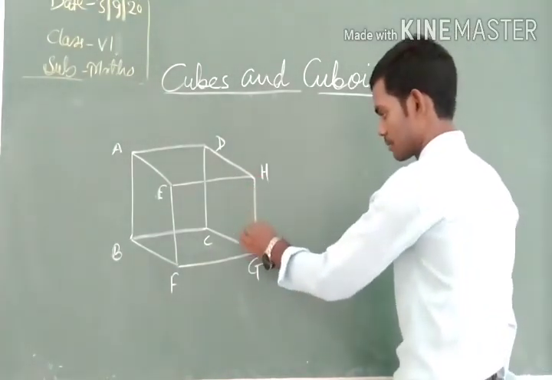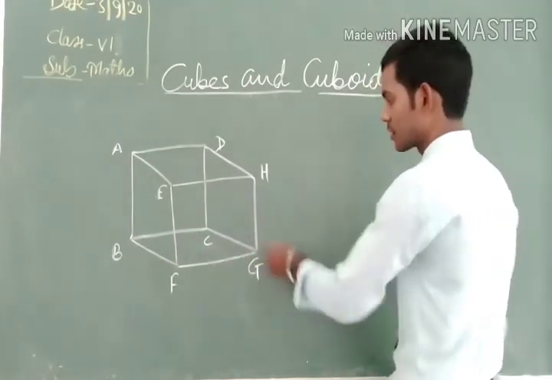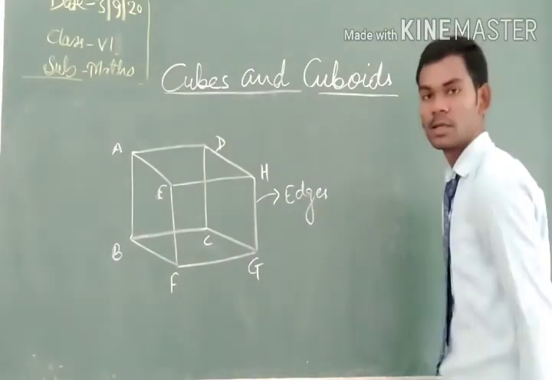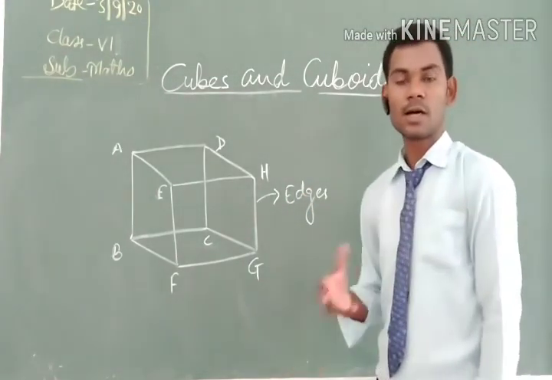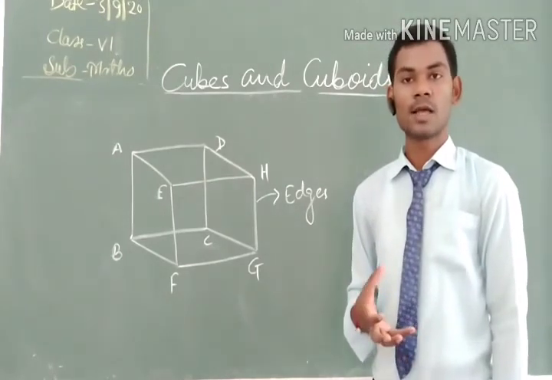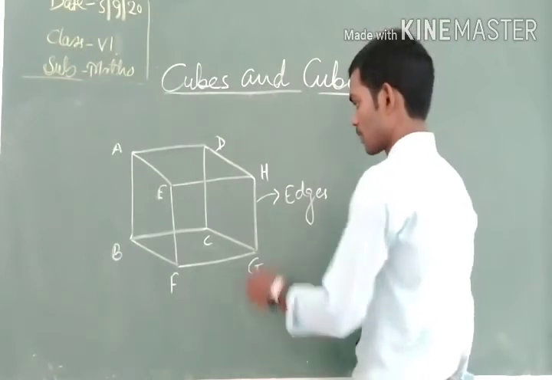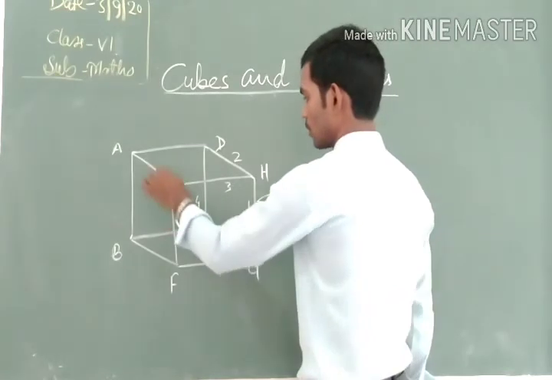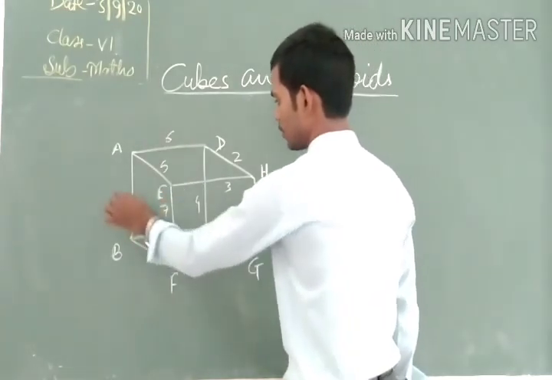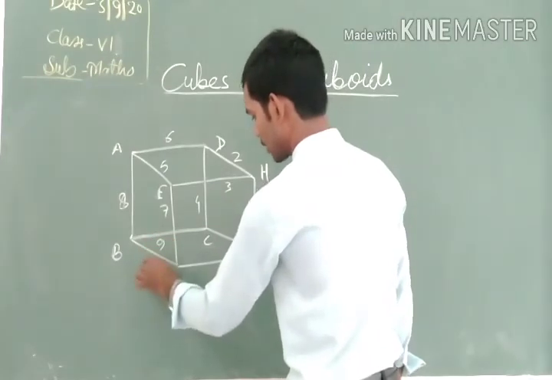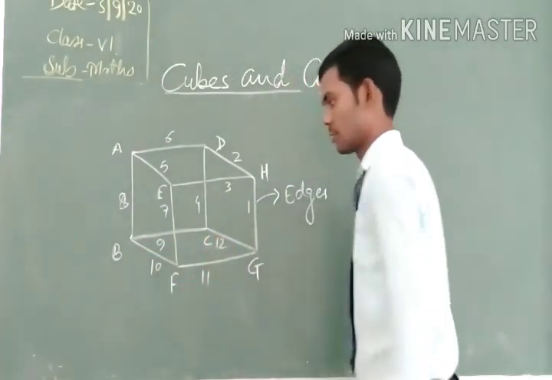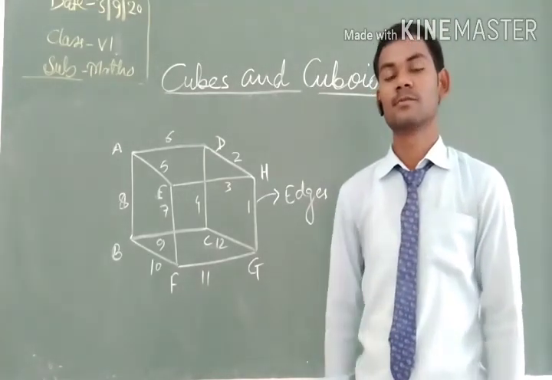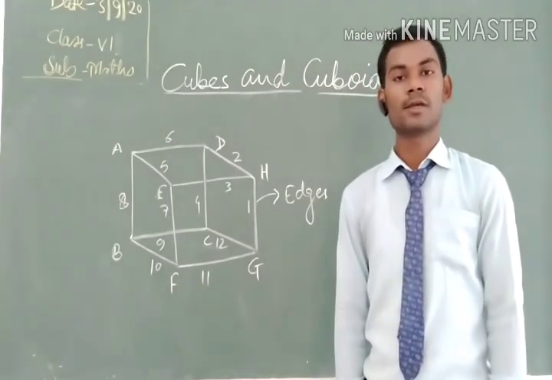The line segment by which it is formed is called an edge. And let us count how many edges a cube has. 1, 2, 3, 4, 5, 6, 7, 8, 9, 10, 11, 12. So we can say that a cube has 12 edges.